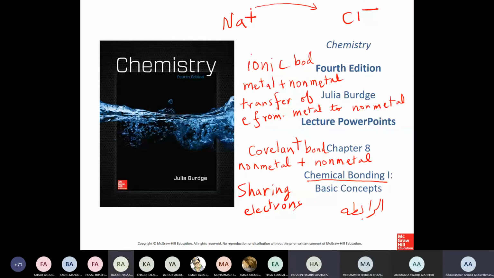And then what will happen between them? A bond. There will be attraction. Ionic bond. It's like you can think about it as magnets. Two magnets come together. Is this clear? This is called ionic bond. You have to keep it in mind. While in covalent bond, it's different.